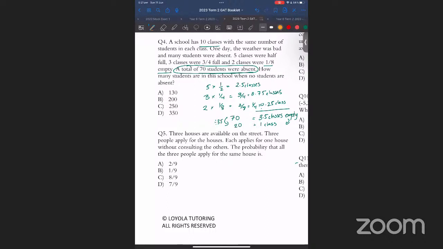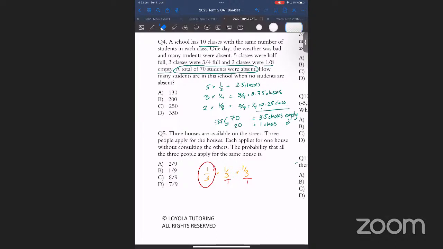Now, most people, especially when you first look at this question, would just say the probability of them picking the same house is 1 out of 3, multiplied by 1 out of 3, multiplied by 1 out of 3. Now, this is wrong. The reason it's wrong is because the last two people's pick is purely dependent on the first pick of the house. The first person can choose any house they want, but the last two people have to pick the same house as the first person.